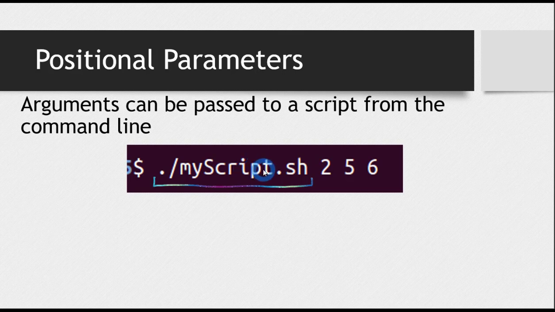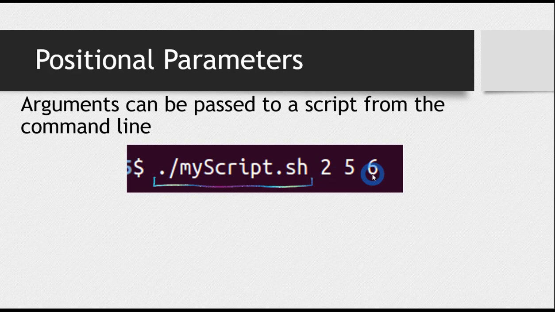To do that, we put a space after our execution command, and then we write our arguments one by one with spaces in between them. Let's say I have to pass 3 different arguments, which are 2, 5, and 6. I will write them after the command for execution, and I will put spaces in between them. So this is my first argument, second argument, and the third argument.